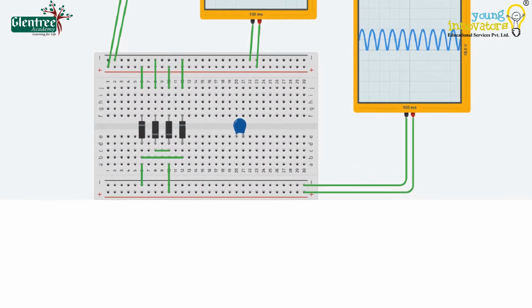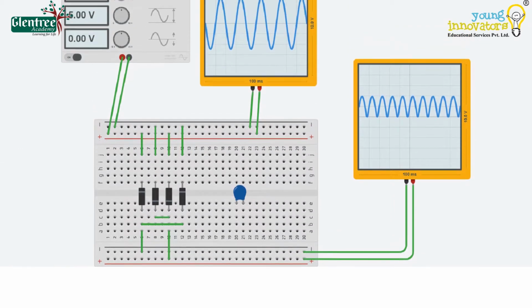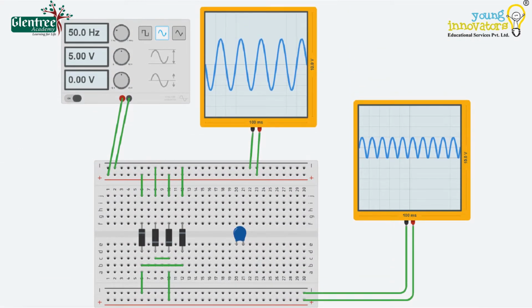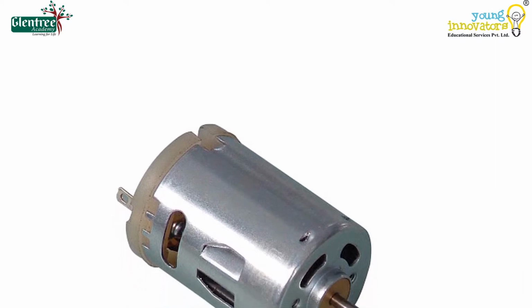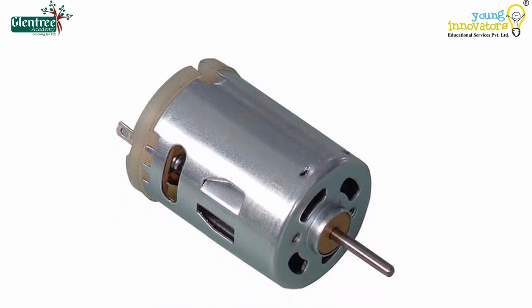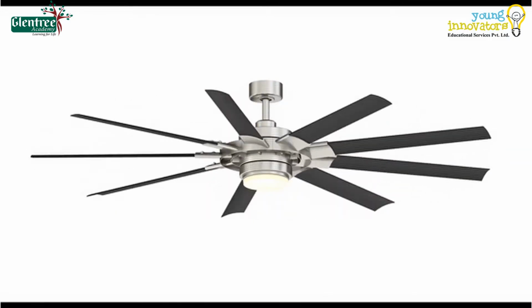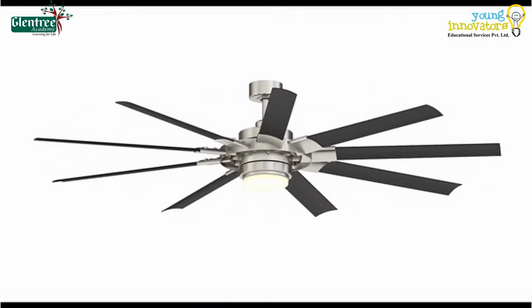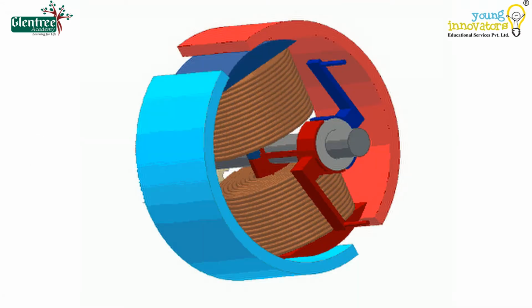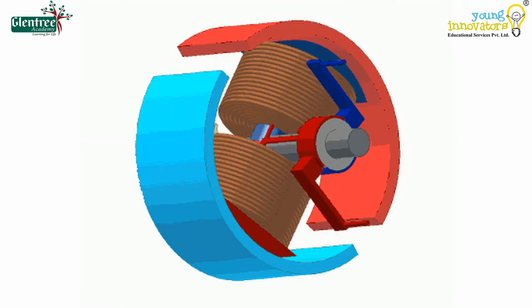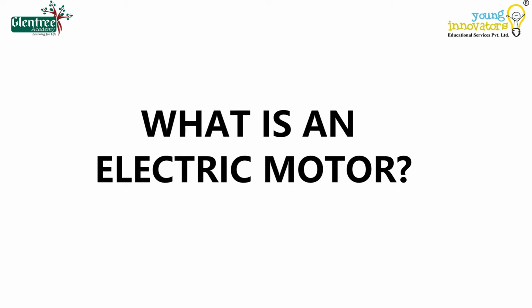In our last video, we had built a few circuits on Tinkercad and understood their working. In this video, we will learn about an electric motor. When you switch on the switch for the fan, the blades start to rotate. How does this happen? This task is done by an electric motor. By now, you would have understood the definition of an electric motor.